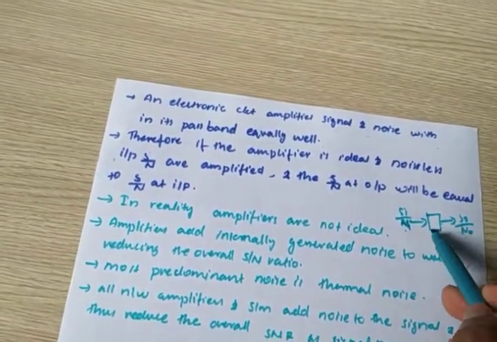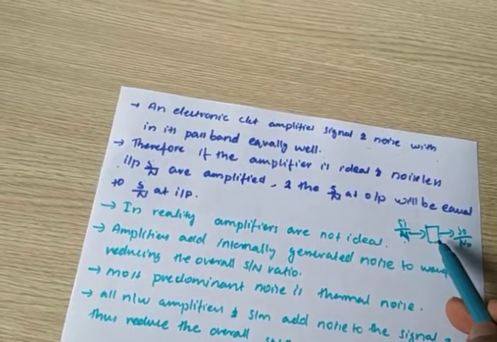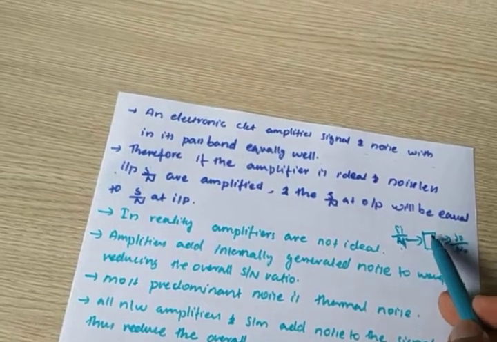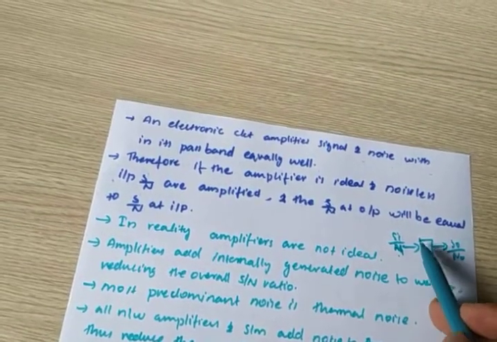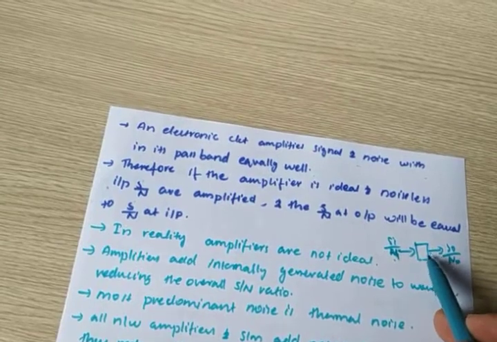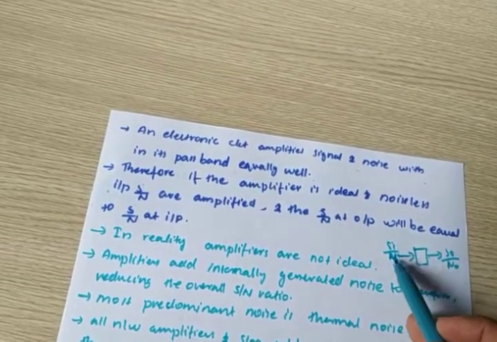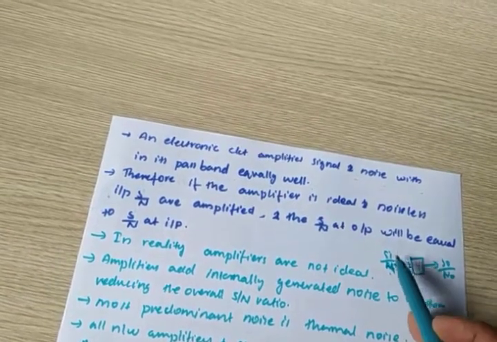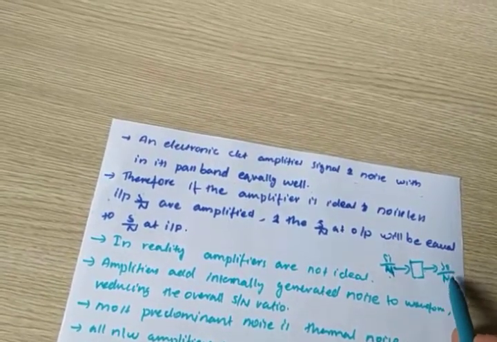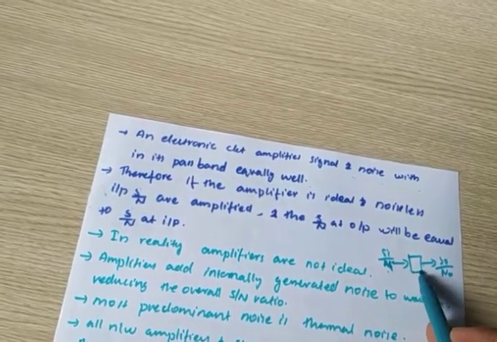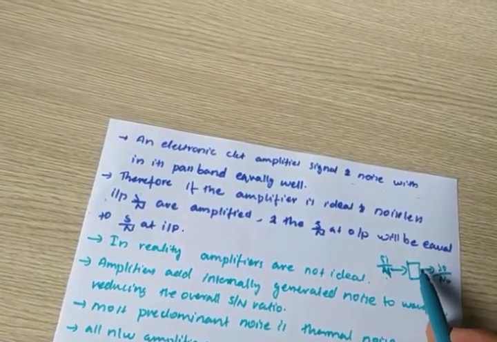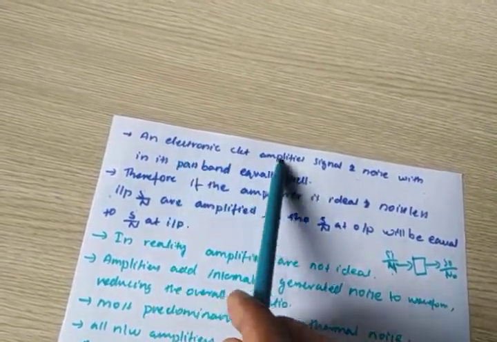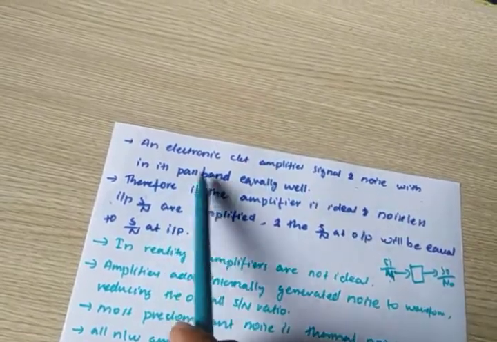The thing is, the system should not add any noise. Due to thermal noise, flicker noise, shot noise, we know all those things, these are the system noises. The system should not give any noise to the signal. The system amplifies the signal and noise, and you will get an amplified signal to noise ratio at the output. But the system should not give any noise into the signal or into the waveform. So an electronic circuit amplifies signal and noise within its passband equally well.